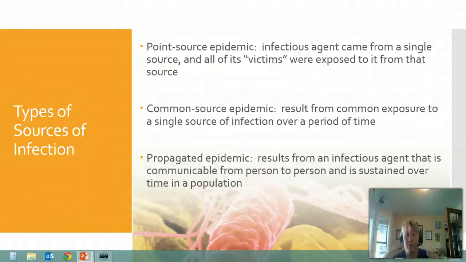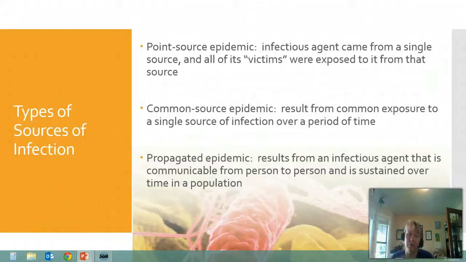Propagated epidemic can also work with common source epidemic, and common source is something that happens over a period of time. This tends to be something that's fairly environmental. So say a water source that is causing disease, or we have some kind of environmental attribute that people are getting sick from that it takes us a while to find. That can once again potentially become propagated if the infectious disease is communicable between people. So that's how that works.